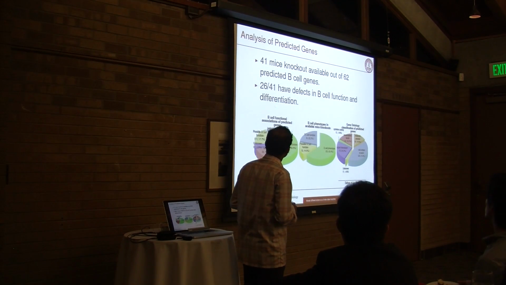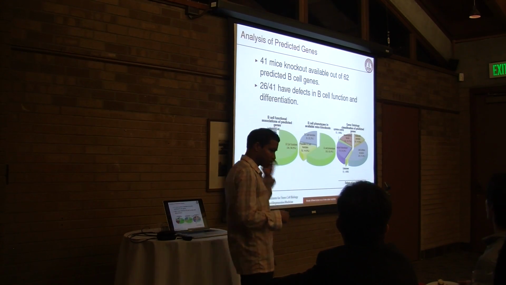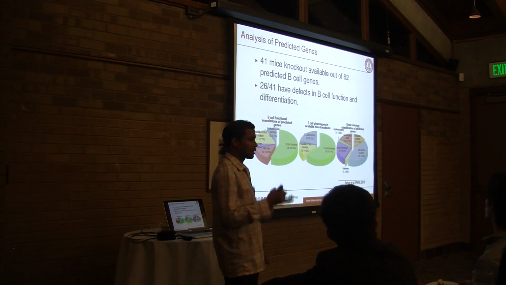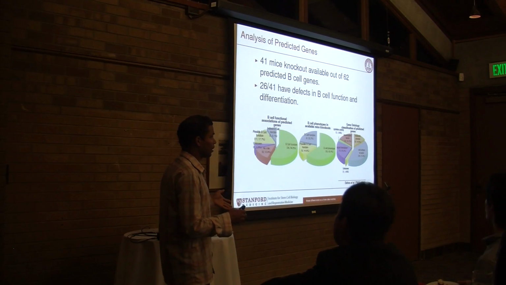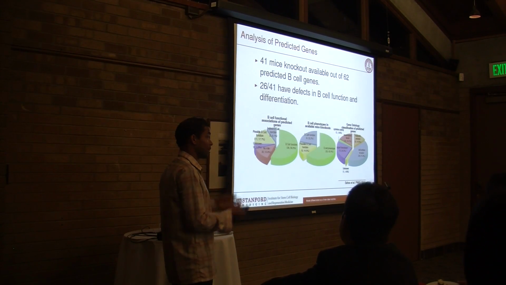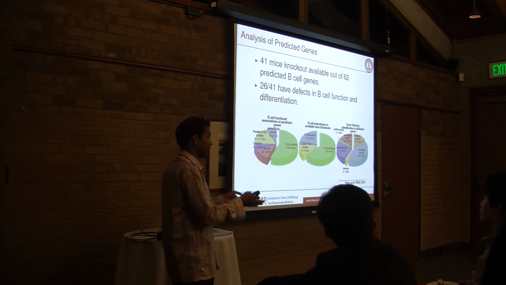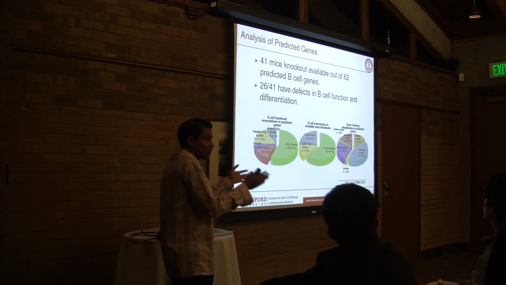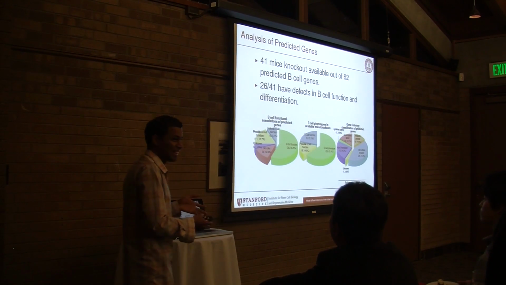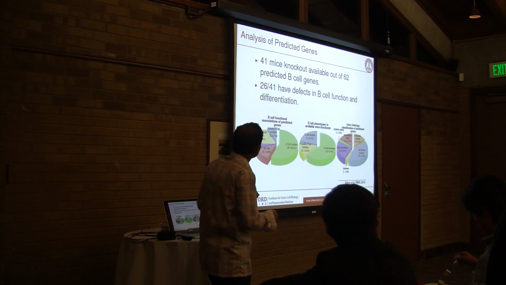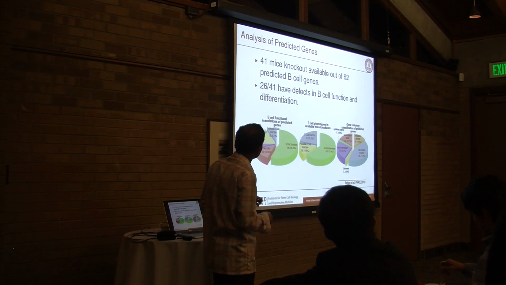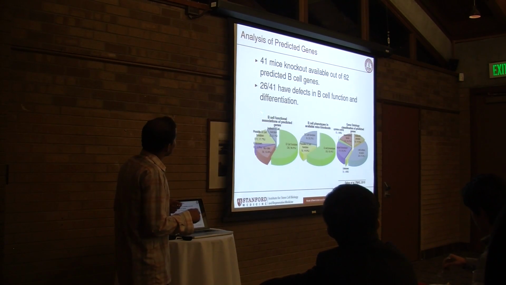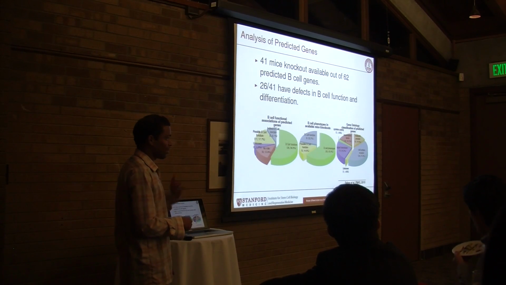Another validation: we predicted around 62 genes in this particular pathway, and of these 62 genes, 41 of them have been knocked out in mice. That means there is a mouse without that gene. There is one gene deleted completely from that mouse. It's amazing that we can have such a mouse. And these mouse knockouts are very useful for understanding the biology. Of the 62 genes, 41 of them have been knocked out.